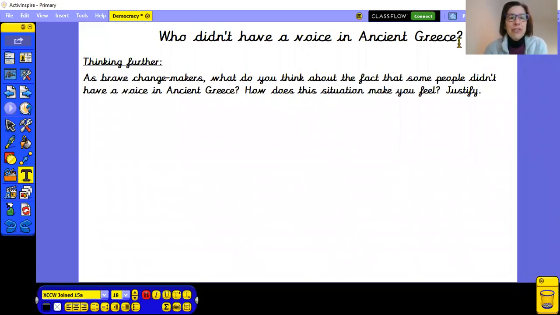And here we are, year 5 and year 6. This is the final part of our lesson today. So who didn't have a voice in ancient Greece? And I'm calling again on you as brave change makers. What do you think about the fact that some people didn't have a voice in ancient Greece? How does this situation make you feel? So these are key questions I would like you to discuss.